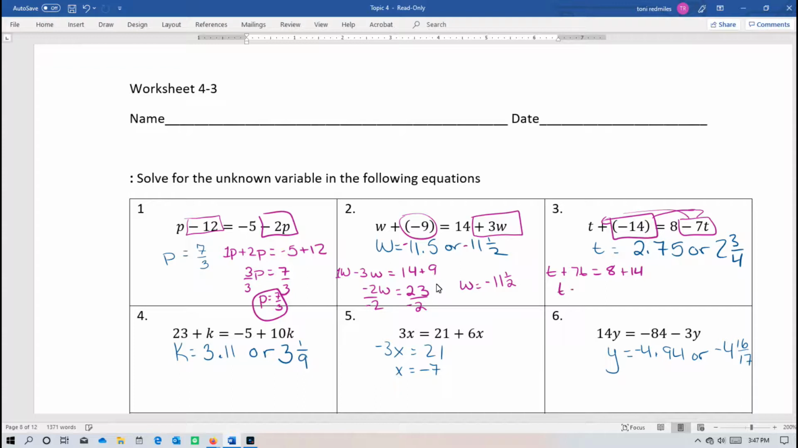All right, t plus 1t plus 7t is 8t. 8 plus 14 is going to be 22. Divide both sides by the 8. 8 can go into 22 2 times with 6 left over. So 6 over 8, which I can reduce down: 2 goes into 6 3 times and into 8 4 times.